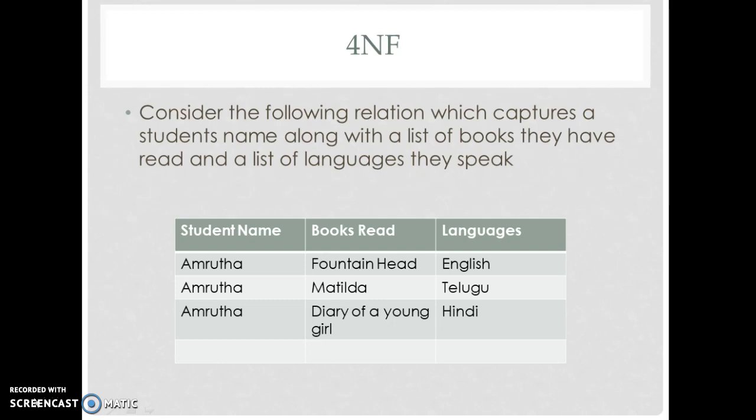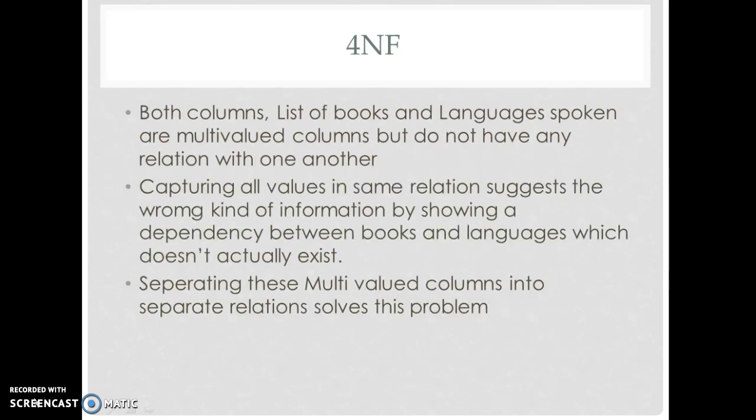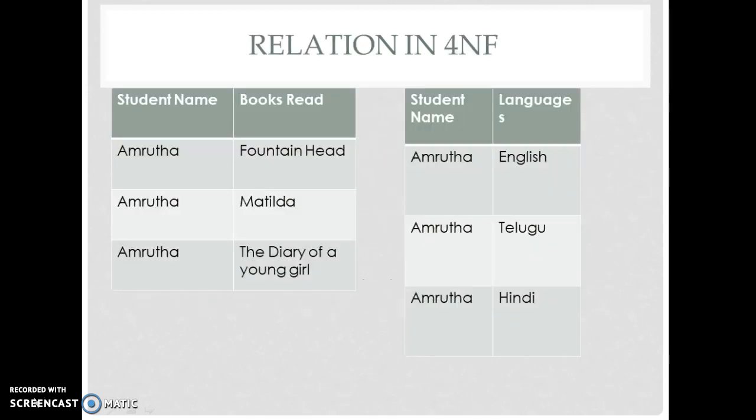So in order for this table to be in the fourth level of normalization, what we have to do is separate out these multi-valued columns into separate tables. For example, if we convert that table into two smaller tables, wherein in one table we capture details of students along with the details of the books that they have read, and a separate table in which we have a list of students along with the list of languages that they know. Now, these two tables together are not suggesting any kind of information that doesn't actually exist within the original table, and both of these relations put together are in fourth level of normalization.